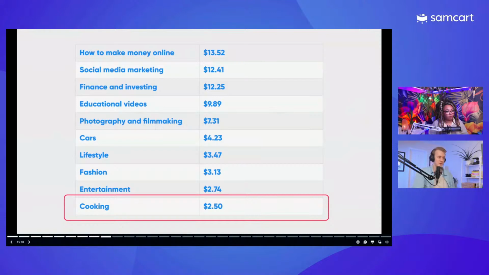Now, if you go to the very top and compare that to finance or social media marketing or a business channel, they could be making upwards of $13, $14, $15 per 1,000 people that watch their videos. Something like a Samcart tutorial, an Asana tutorial, a Notion review, those high-dollar software and business topics generate a much higher dollar rate per customer. So Joshua down here is making $2.50 per 1,000, but the math gets a little worse than that.